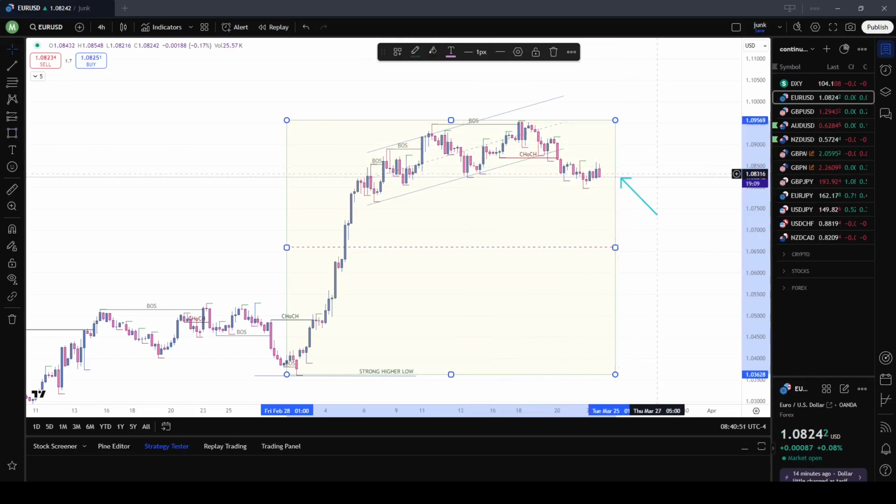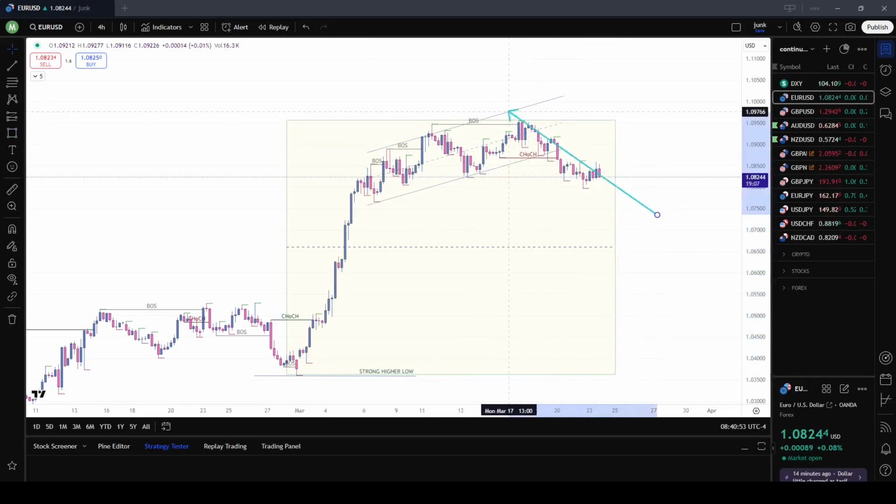So as you can see, price has broken out of the upward ascending channel that it was previously in for the last few weeks, and it started taking out some of the lows below the channel. Let me go ahead and get rid of that.